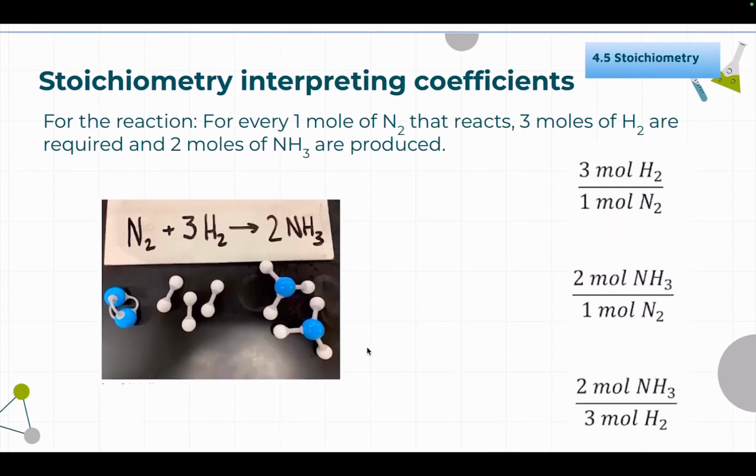Talking again about those mole ratios, we can write many different mole ratios. This is just an example of the production of ammonia. You can see that we have 3 moles of hydrogen for every 1 mole of nitrogen, and we could write that as 3 over 1 or 1 over 3 and so on. We can make ratios between reactants, between reactant and products, or between products. This one only has 1 product, so we can't do that.